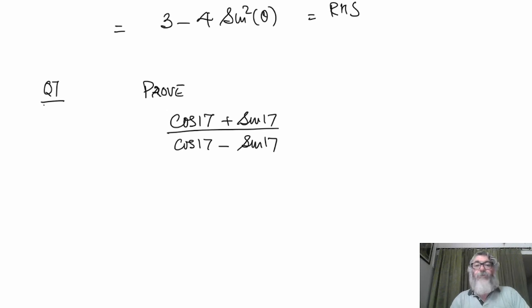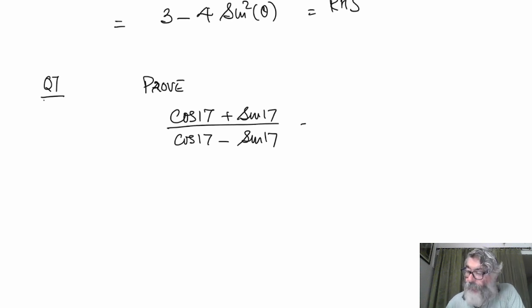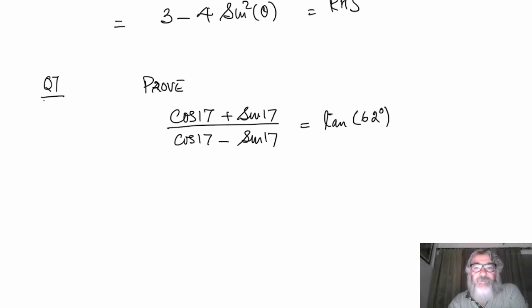Okay, children, let's do the next question. He says, prove that tan 62 degrees is equal to (cos 17 plus sin 17) upon (cos 17 minus sin 17). There is a specific method for this kind of question where the same angles, cos 17 and sin 17, are to be calculated. What we are going to do is divide the numerator as well as the denominator by cos 17.